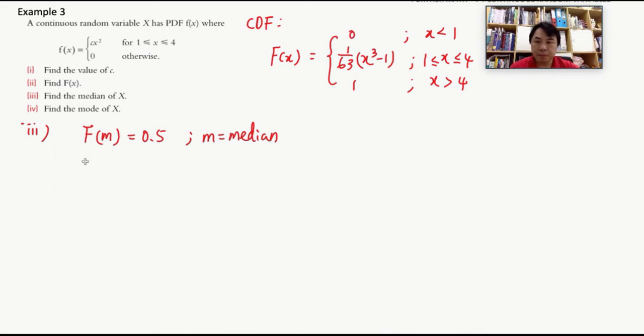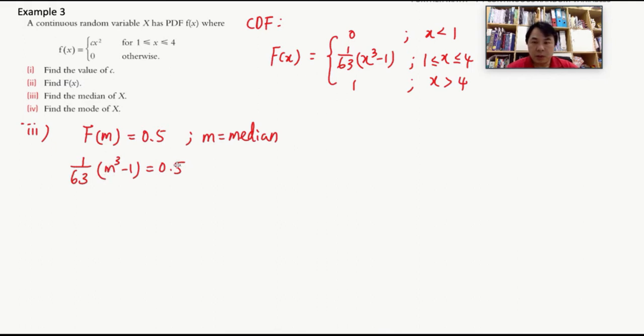So from here, we can write that as 1 over 63, and instead of x, that will be our m, and then that should be 50%. Okay, and then all we need to do is just solve this equation and then obtain the value for m here.